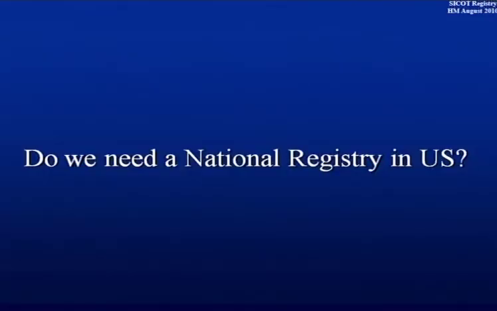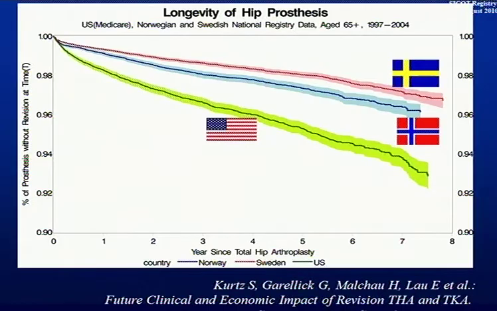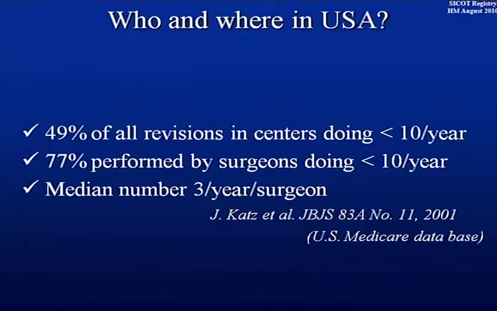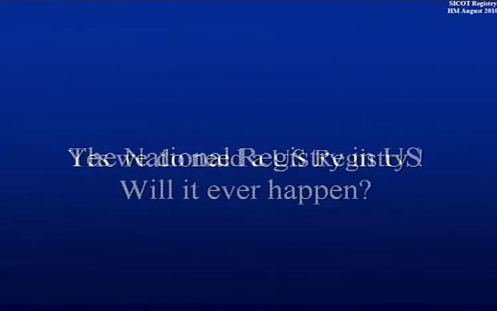So do we need a registry in the US? Revision burden in Medicare patients, Sweden 6.4%, US 17%. The outcome shown several times here, the outcome in the US is not nearly as good as Norway and Sweden. We could save a lot of money in the US doing this. For each percent lower from the 17.6% revision burden, we could save annually $100 million. A 10% reduction to the Swedish level would save $1 billion per year just for hips. So we do need a US registry.